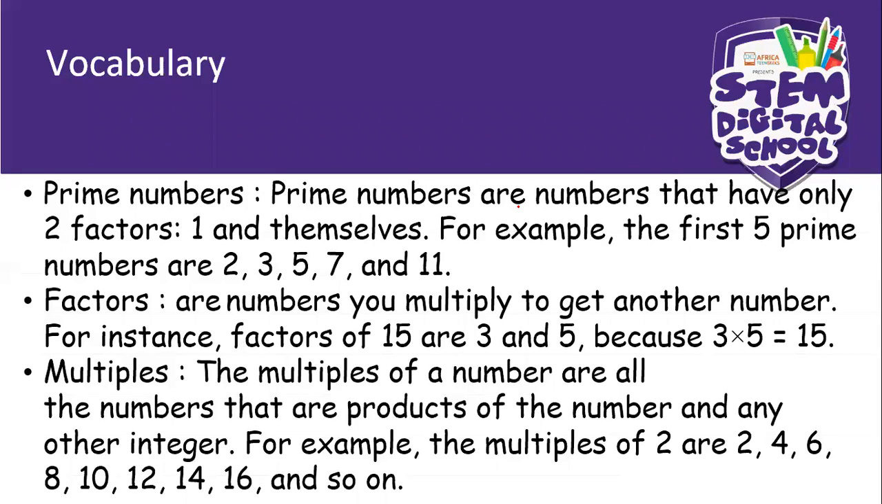We once spoke about prime numbers, and I told you that prime numbers are numbers that can only be divided by one and themselves. That means that those are prime numbers. 2, 3, 7, 11, etc. are prime numbers because they're only divisible by one and themselves.